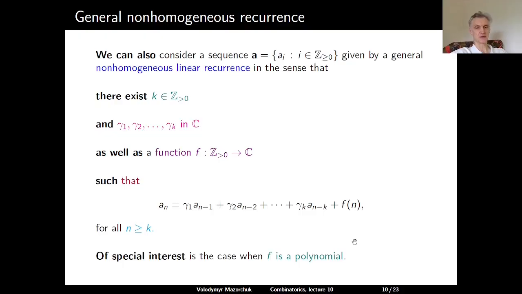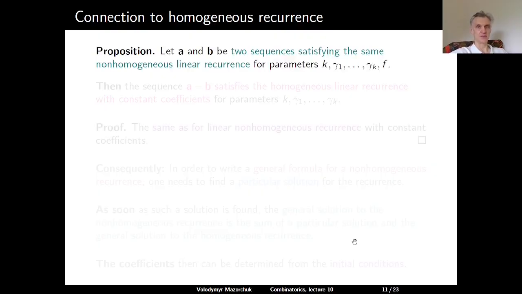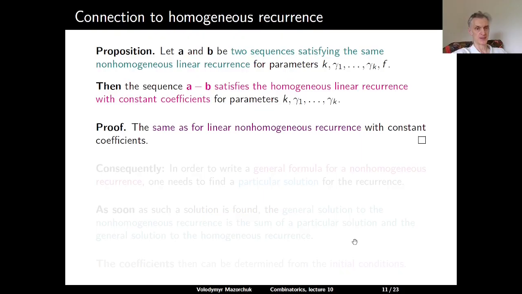And of special interest for us will be the case where f is a polynomial function. We have the same structure theorem for such sequences as for non-homogeneous recurrences with constant coefficients. Proposition: if we have A and B, two sequences which satisfy the same non-homogeneous linear recurrence with parameters k, gamma_1, and so on, gamma_k and f, then the difference between A and B satisfies the homogeneous recurrence with the same parameters, where f disappears. And the proof is exactly the same as for linear non-homogeneous recurrence with constant coefficients.